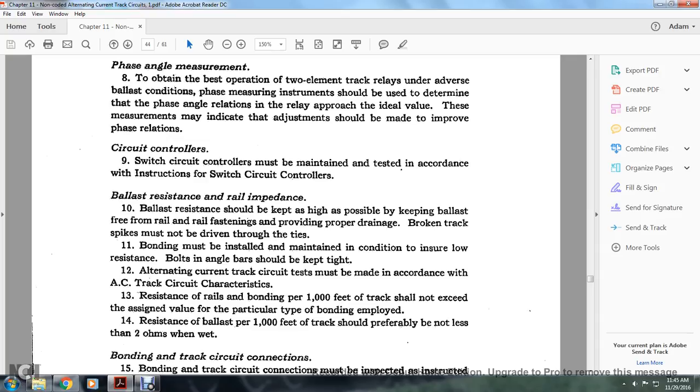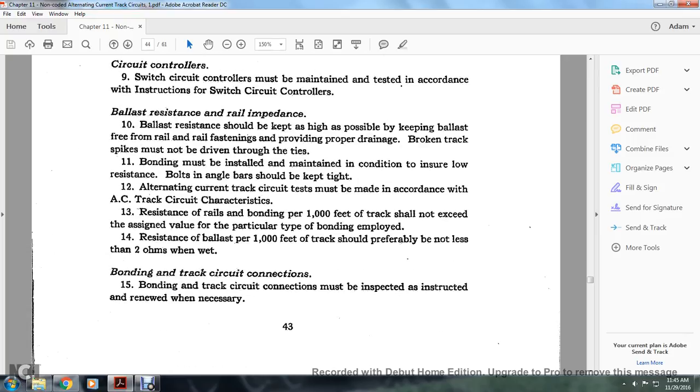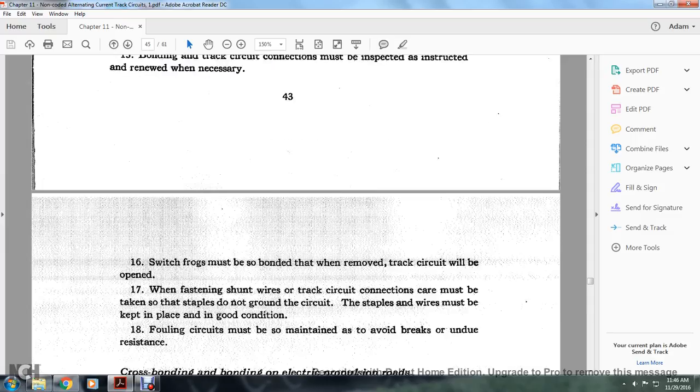Resistance of the ballast per 1,000 feet of track should preferably be not less than 2 ohms when wet. 15. Bonding of the track circuit connection must be inspected, maintained and renewed when necessary. 16. Switch frogs must be so bonded that when removed, the track circuit will be open. 17. When fastening the shunt wire to the track circuit connections, care must be taken so that the staples do not ground. The circuit of the staple wires must be kept in place in good condition.